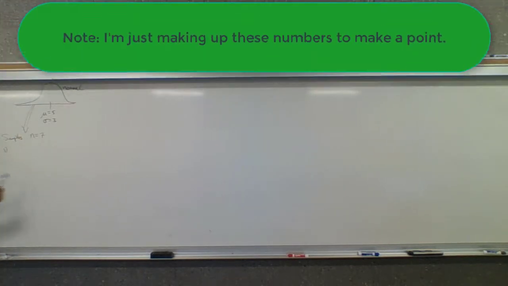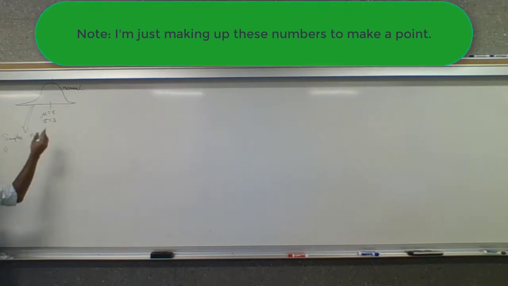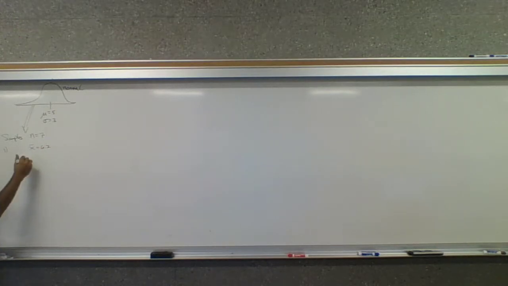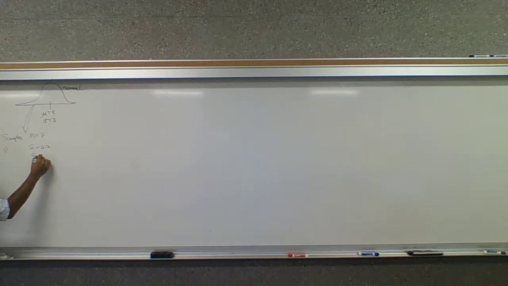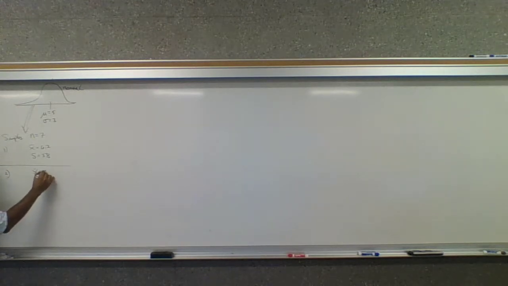When we take one sample, that sample has x bar, the sample mean. Let's say that sample mean was 6.2. It also has a sample standard deviation, let's say 3.8. Every one of these samples has its own sample mean and its own sample standard deviation. So let's say we take another sample, with x bar equal to 4.9 and s equal to 2.7. And one more.